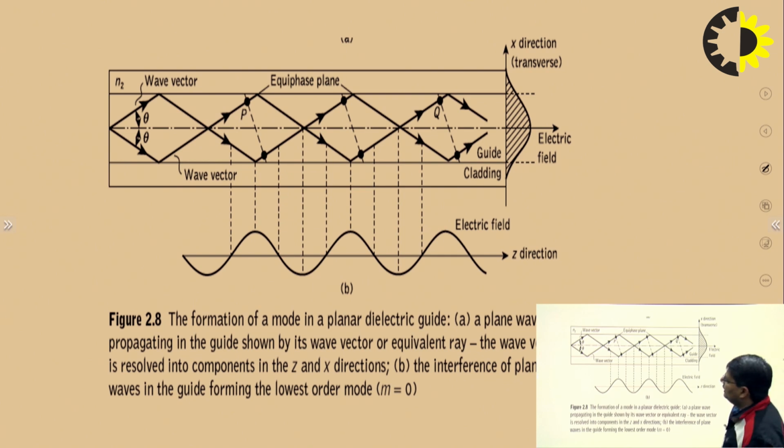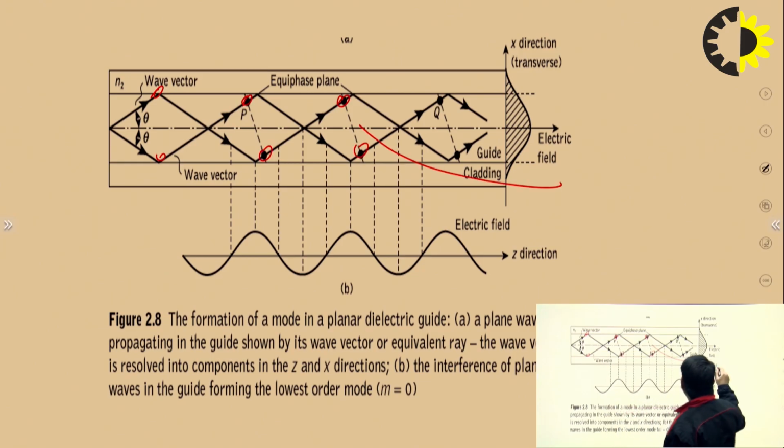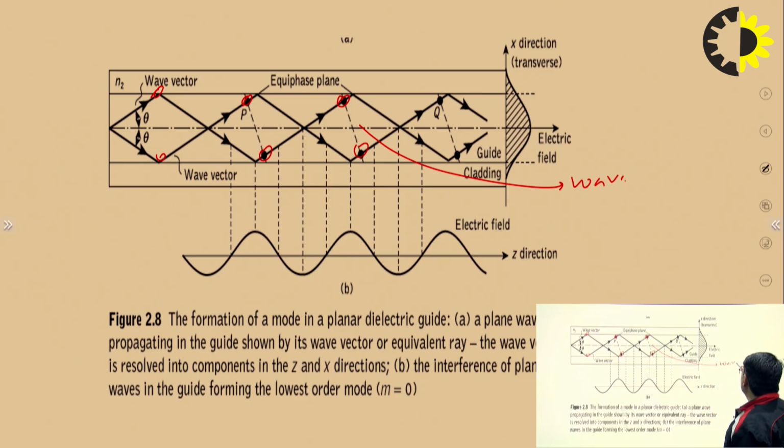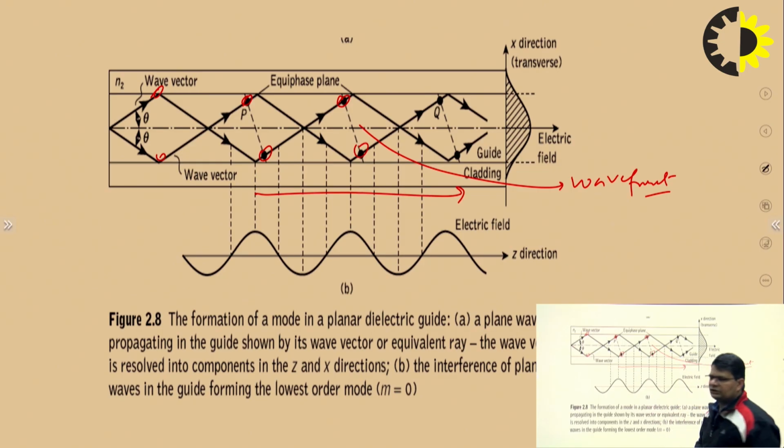And inside the planar guide, there are points of equiphase which together form a wavefront, and this wavefront travels with a constant speed in the direction of propagation. These constant phase points or equiphase points travel with a velocity known as the phase velocity.